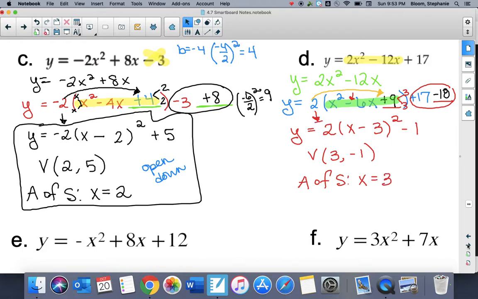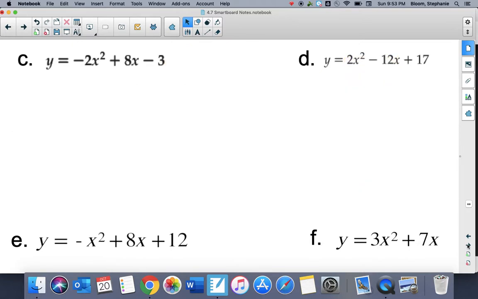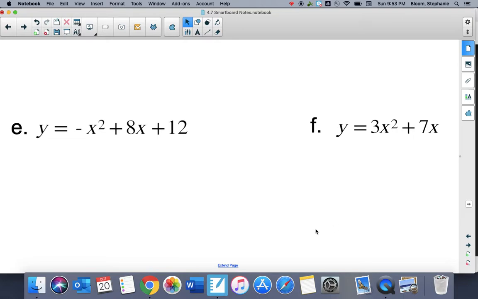And this one, if you look at the vertex form, my a is positive, and so this one would open up. And again, I didn't ask you to write that, so you don't have to do that. Okay? So let's move down to E. Let me get a little more room here.